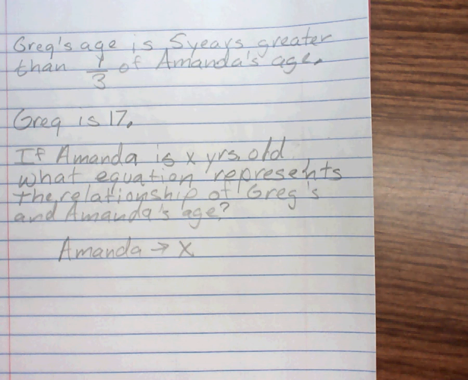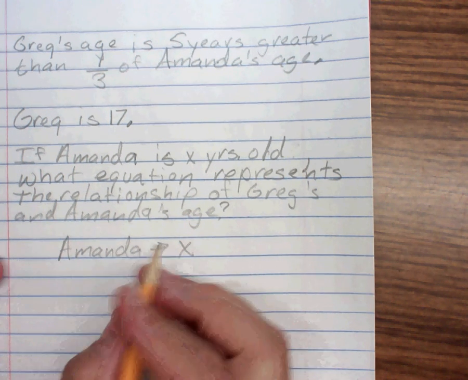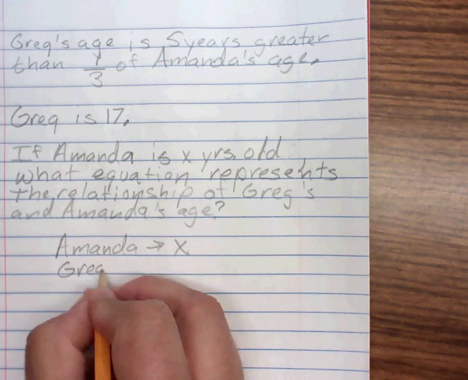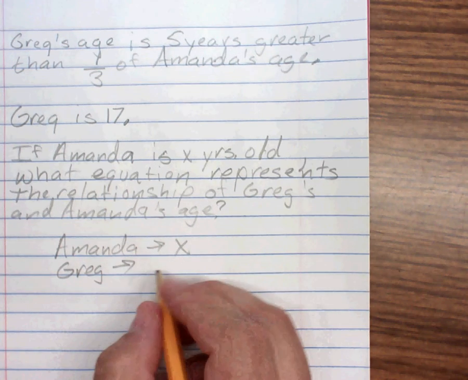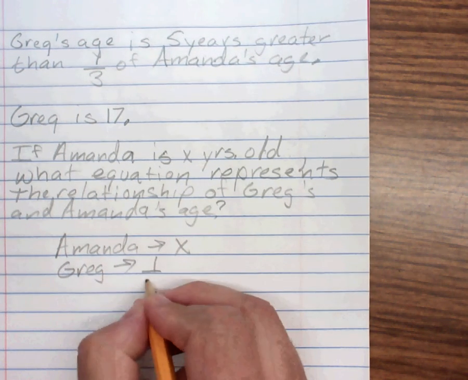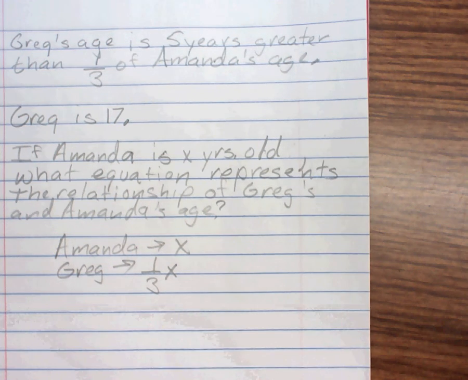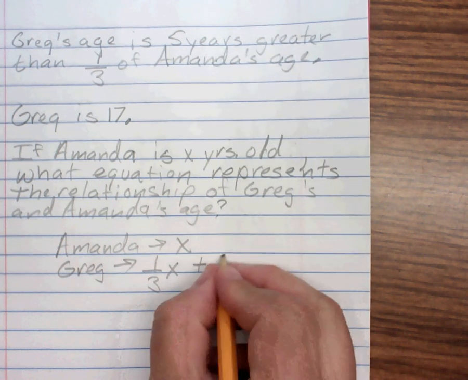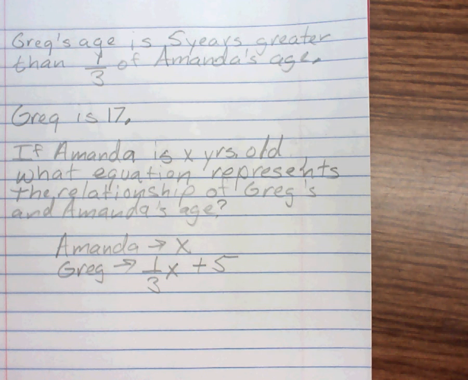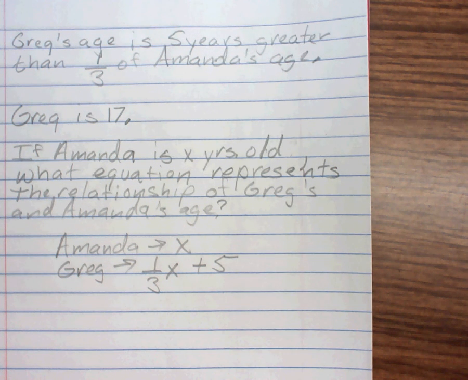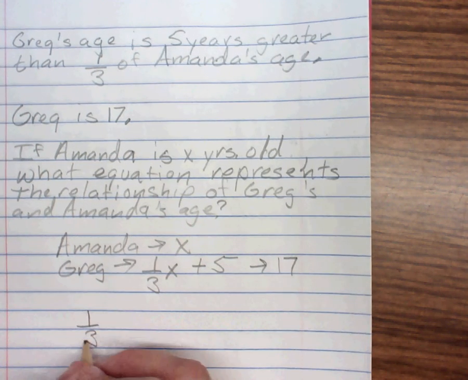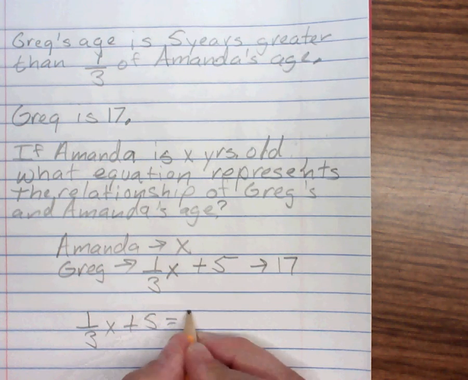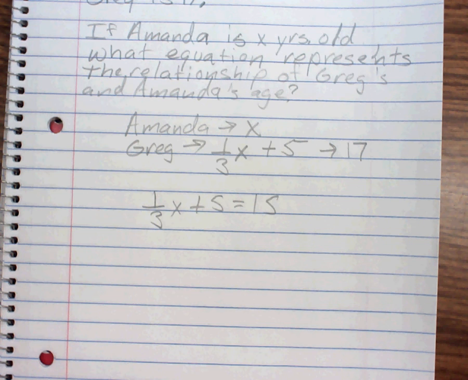What's the relationship to Greg's age? Well, he is 5 years greater. We got to go back and look at what they say. He is 5 years greater than 1/3 of Amanda's age. So if we say 1/3 times x, that's Amanda's age, plus 5, that's Greg's age, isn't it? But what else do they tell us? He's 17. So could I say that 1/3 x plus 5 is equal to 17? Yeah, I definitely could.